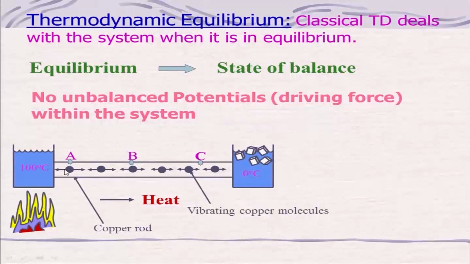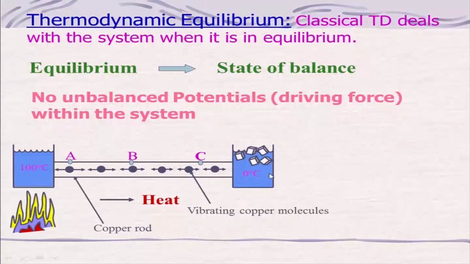There is a copper rod, and there are two baths. One is at 100 degrees Celsius, the boiling water. The temperature remains constant. Am I right or wrong? Because the temperature will change if I go on giving heat, right? Unless the last drop of water is there in this vessel, it will not change.